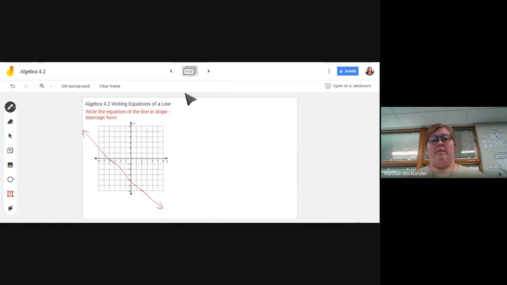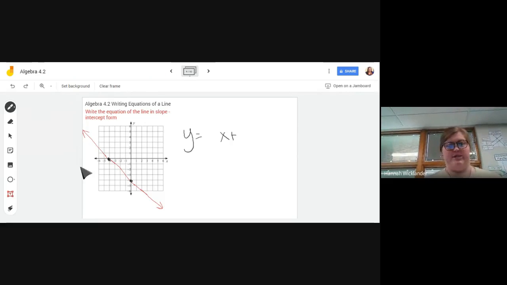Okay? Last one, try this one on your own. So your points, I would pick like right here and right here. So rise over run, and then where it crosses the y-intercept. So you should have an equation of y equals blank x plus b, or plus your y-intercept. So in the chat, tell me what your answer to this equation would be.